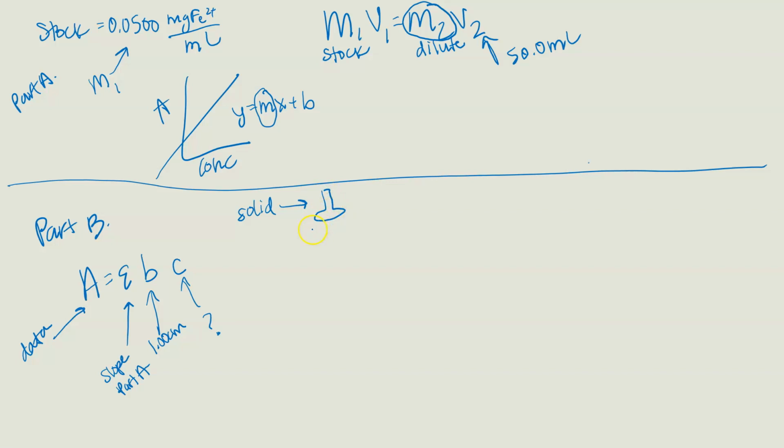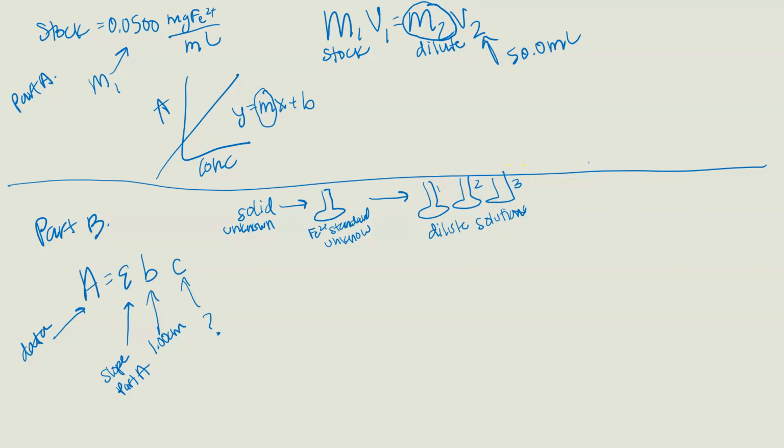So I'm going to call this the iron standard unknown. So the solid is the unknown. I use that to make the iron standard solution, but I don't know its concentration. And then I use that to make 3 identical dilute solutions, 1, 2, and 3. Okay.